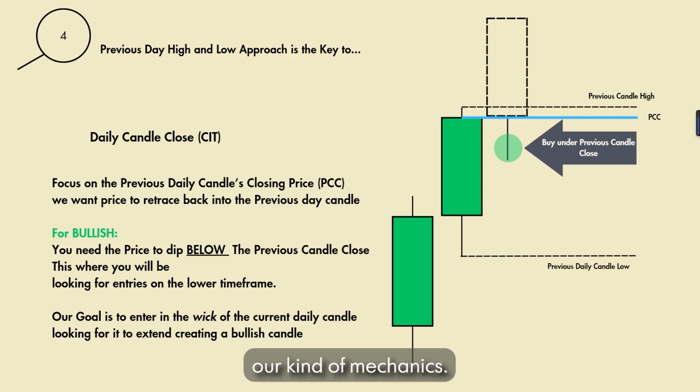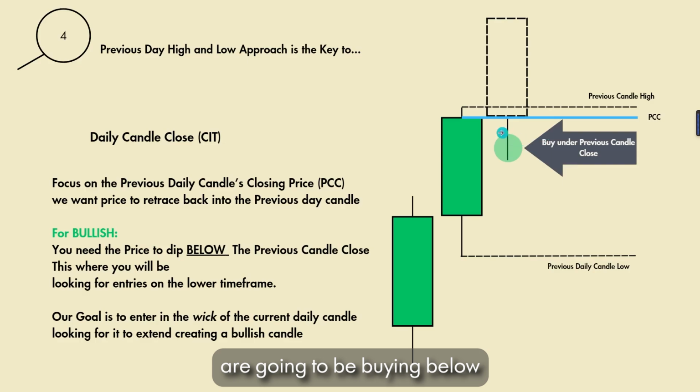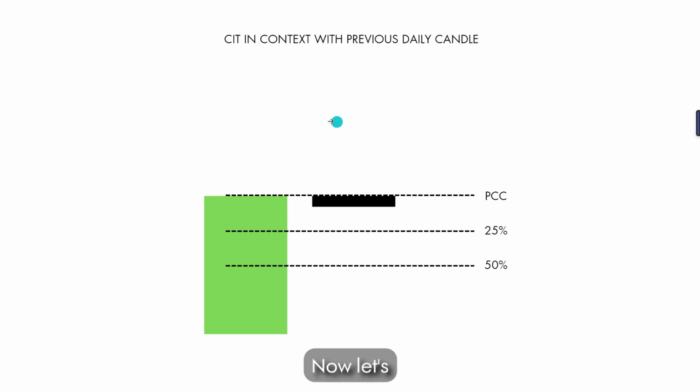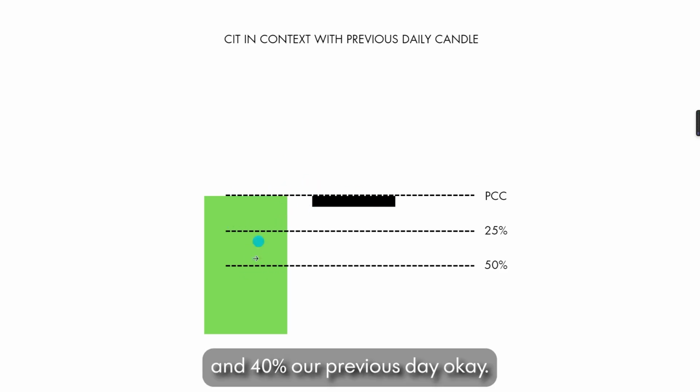Now this is truly based off our candle mechanics, and I'll actually show you guys that later on. But my main point is that you want to be buying below this previous candle close, okay? Now let's look at an animation of this. Here's our previous day candle, and here we're starting the new day candle, okay? Marking our previous candle close and the 25% and 50% of our previous day candle, okay?